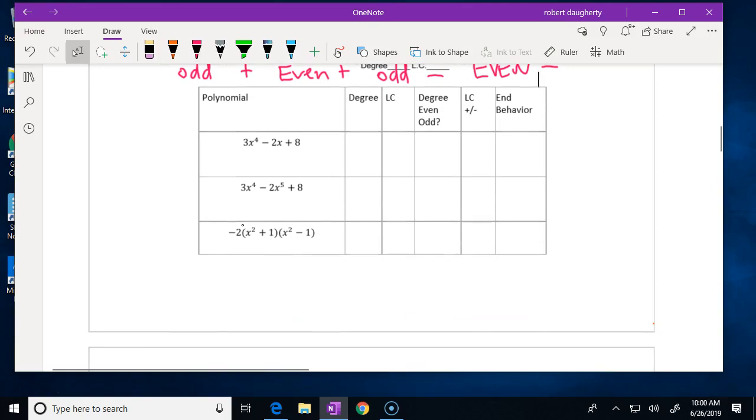So let's look at a couple polynomials. If I did not have the graph, what would I do? So what is the degree of this? The highest exponent I see is 4. So this is a 4, that is an even degree. Okay, so this is even.